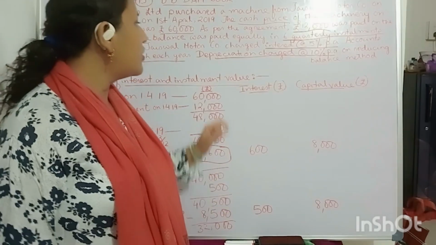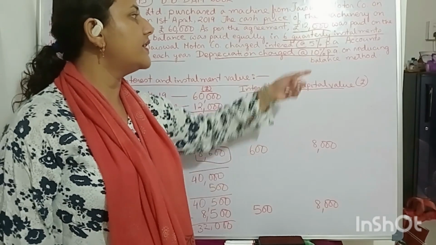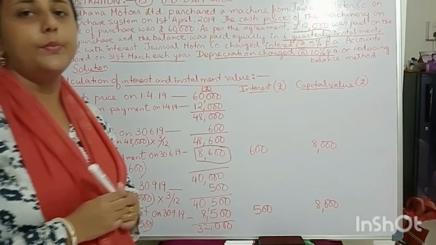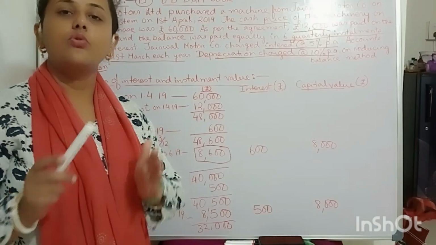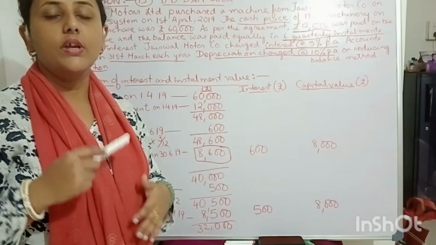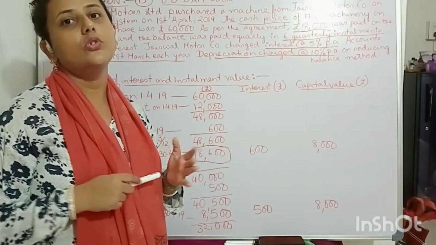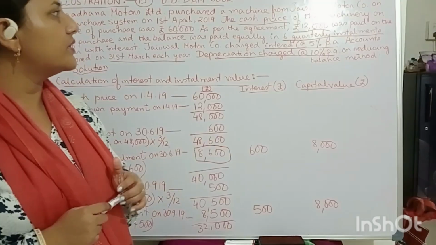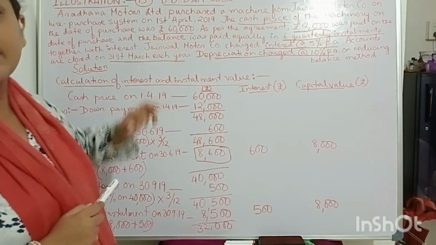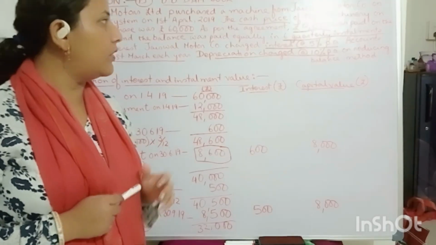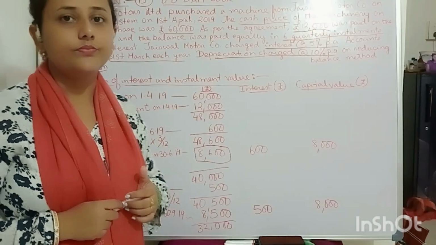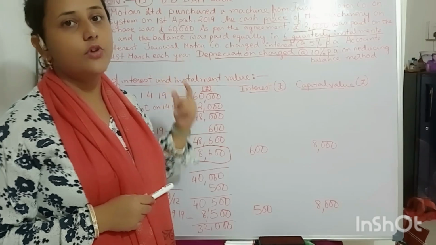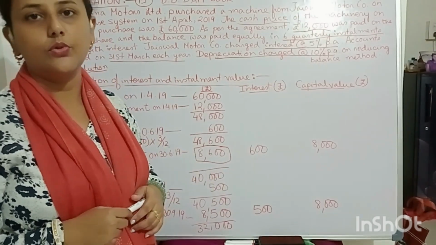Then for calculation of depreciation, it is charged at the rate of 10% on reducing balance method. Now we know that depreciation cannot be calculated on a quarterly basis. Depreciation is always calculated on a yearly basis. So for the first year it is 10% on the cash price, that is 60,000. So it will be 6,000. Then if you deduct 6,000 from 60,000, you will get 54,000.